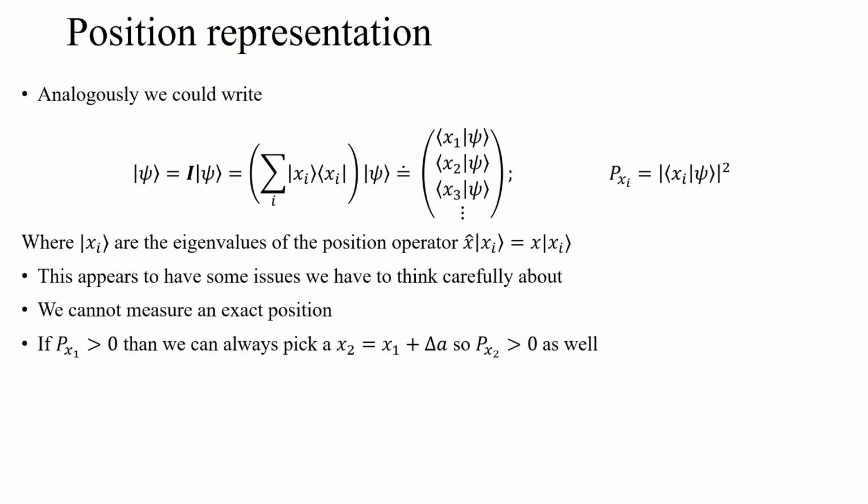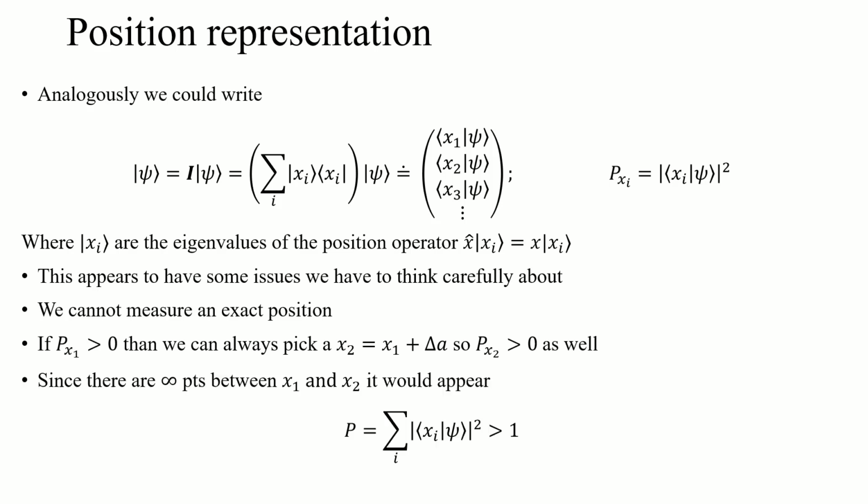To put that in a more obvious way, let's consider there's a probability of measuring some particle at position x1 that is greater than 0. So we measure a particle and we see that at x1 there's some probability it's there. We can always pick another position x2, some small distance delta A away from x1, such that it's close enough that the probability there is also greater than 0.